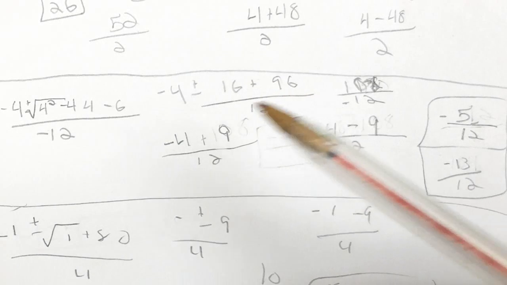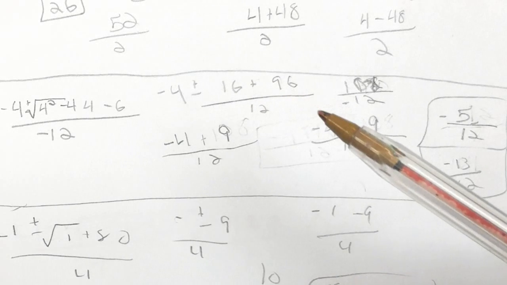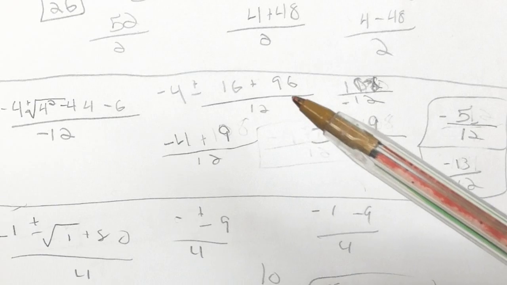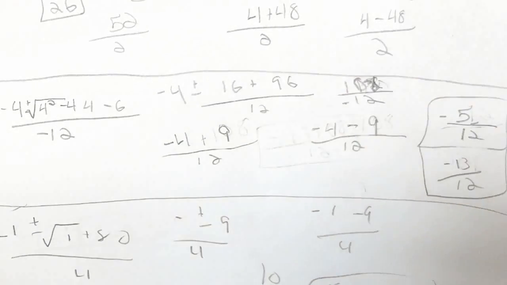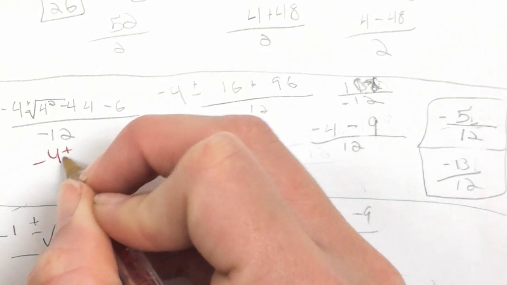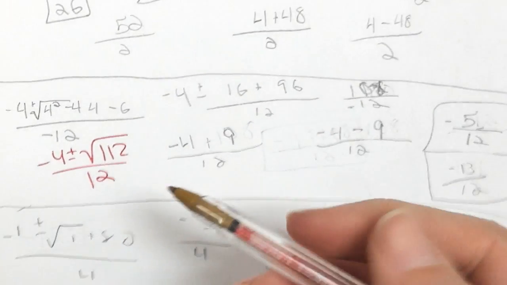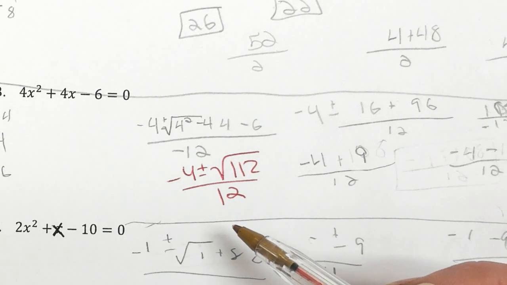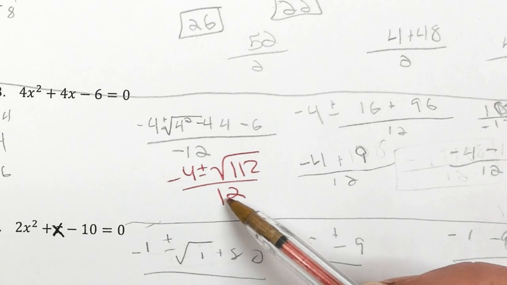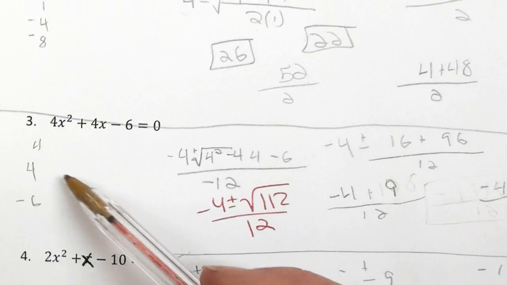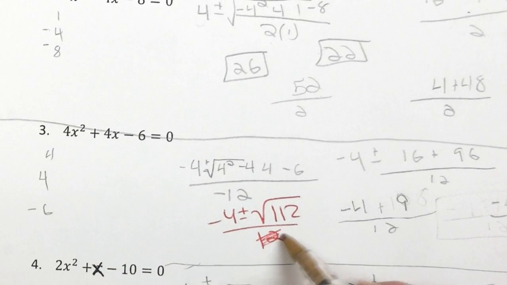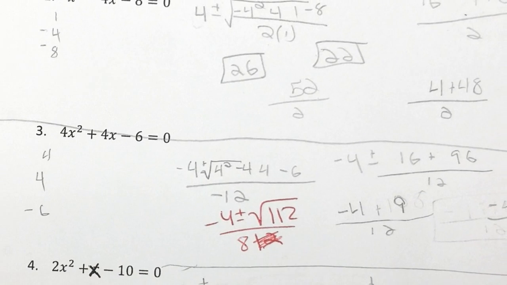9 plus 90 or 16 plus 96. Is that what y'all got? And what's 16 plus 96? All right. So we'll have negative 4 plus or minus square root of 112 over 12. Wasn't that what it was? I thought it was 16. Over 16, it'd be 4 times 2, which is going to be 8. Good. Oh, there we go.